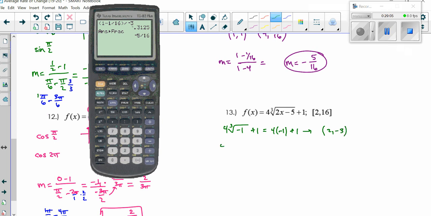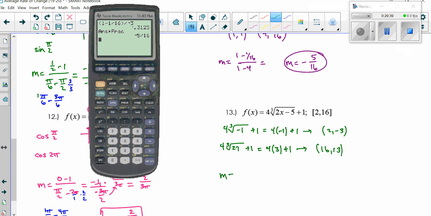If I substitute 16 in, let's see, 16 times 2 is 32. 32 minus 5 is 27. And then the +1 is on the outside. So that's giving me 4 times the cube root of 27, which is 3, plus 1. And all of this is definitely without a calculator. That means the input of 16 is giving me, let's see, 12 plus 1 is 13.